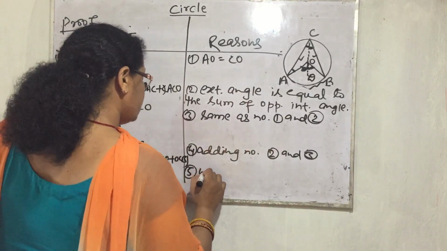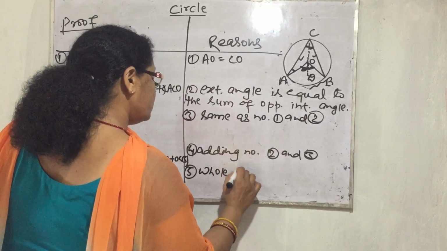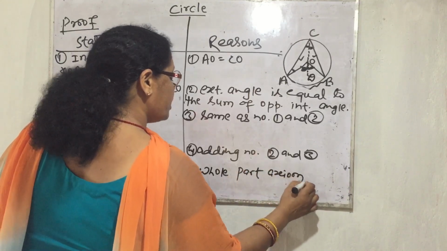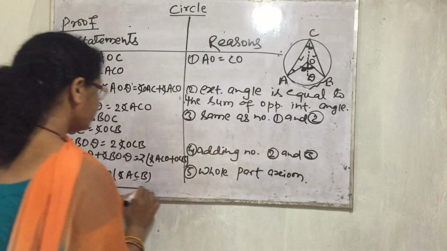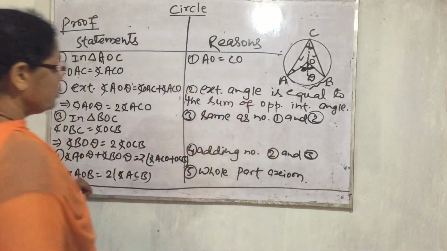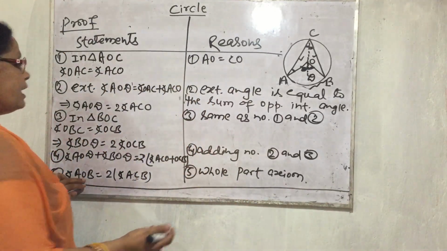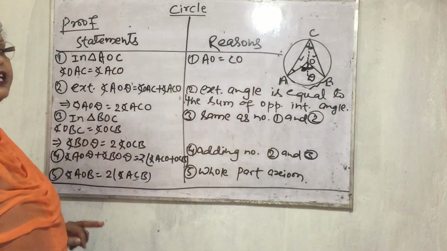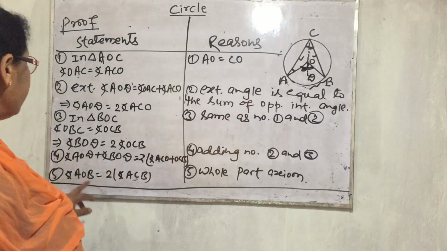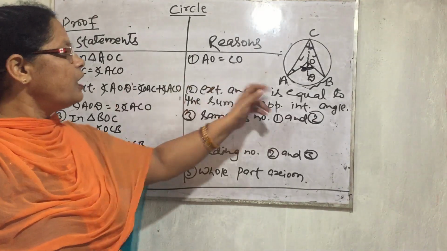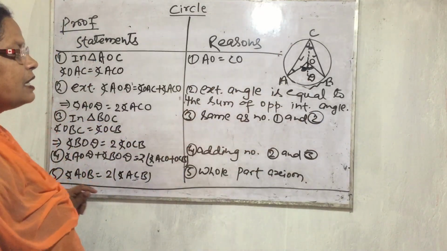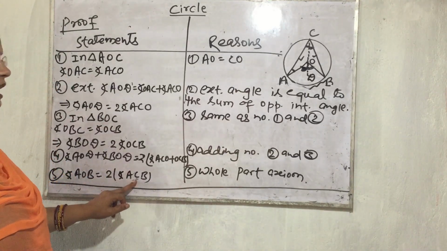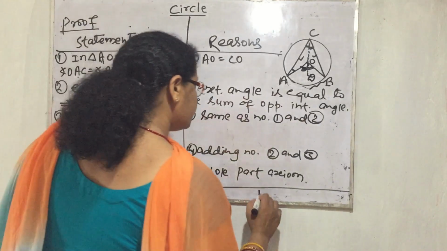Here we can write down the whole part axiom. And this part we have to prove. Only this much we had to prove. AOB means it is the central angle and ACB is the inscribed angle. So we have proved here AOB equal to double of ACB, means the central angle is double of the inscribed angle. Here proved.